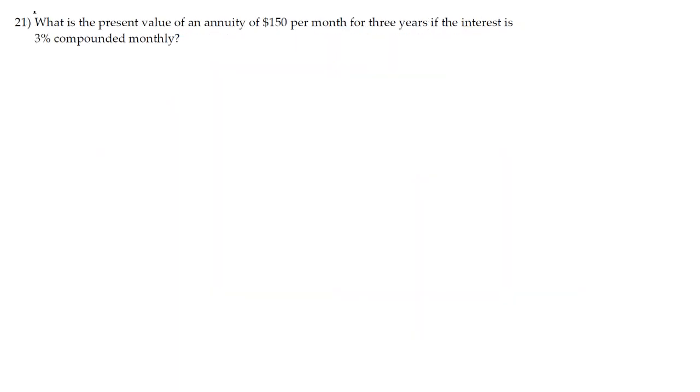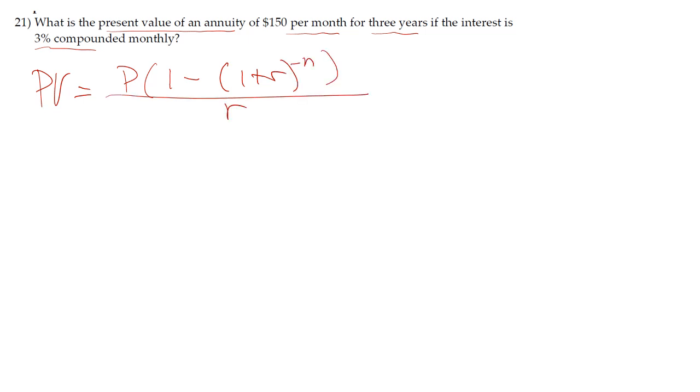In this problem, we're looking at the present value of an annuity. We're looking for what the present value needs to be if we have $150 per month for 3 years at an interest rate compounded monthly. And so your present value formula would be P times 1 minus 1 plus R to the negative N all over R. And there's no resolving needed for this formula.